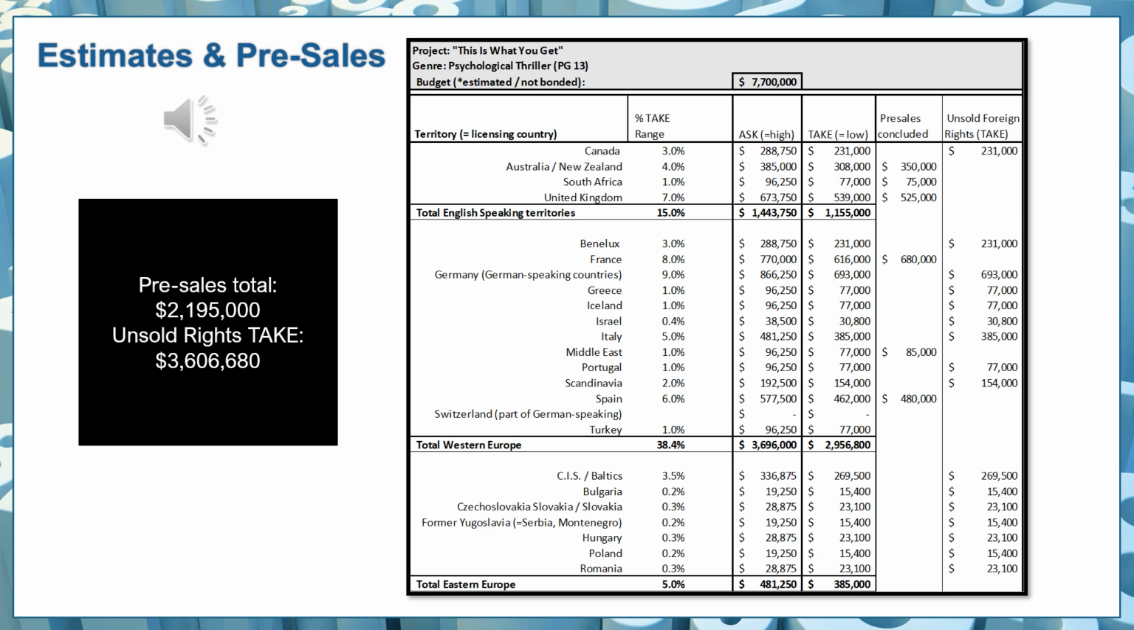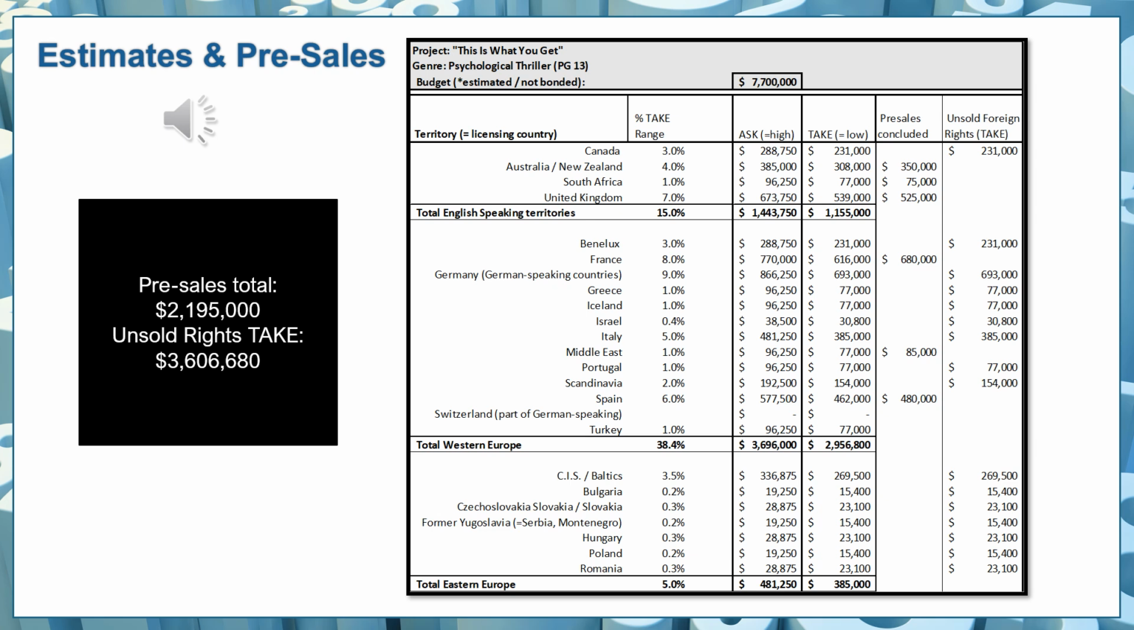The pre-sales for France comes in at $680,000. The take was 616 and the ask was 770,000. So this is in the range. The Middle East was sold for 85,000. Take was at 77 and ask is at 96,250. So also this is in the range. Spain was sold for 480,000. The take was 462,000. The ask is 577,500. So this too is in the range.